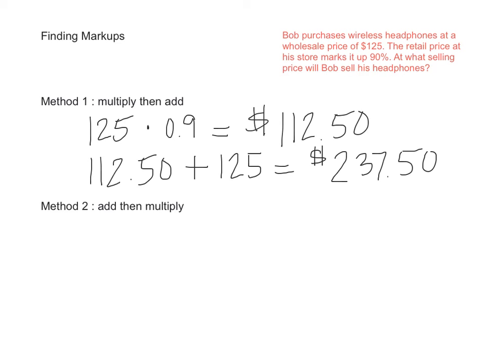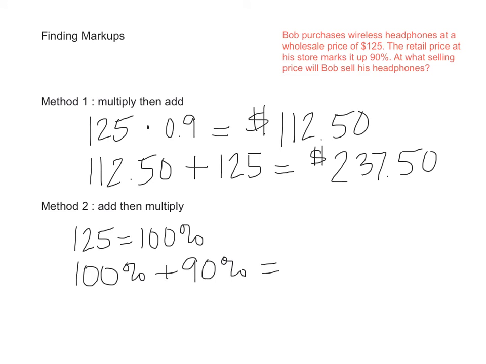The next method is to add, then multiply. So let's consider Bob's wholesale price of $125. His $125 is considered 100%. We're going to pay that 100%, which is the $125, but we're also going to pay 90% on top of that. So really, that's 190%. Written as a decimal is 1.9. So we're actually going to pay 1.9 of 125.